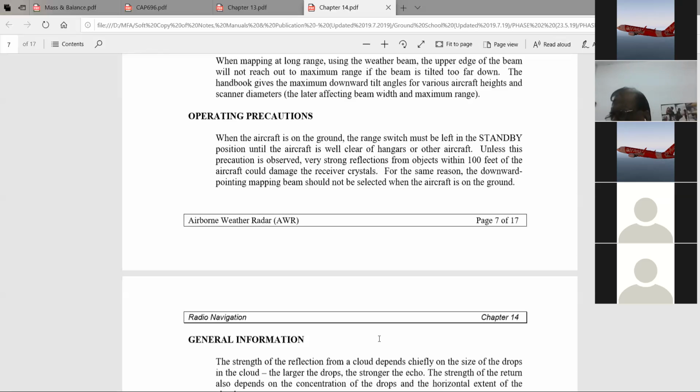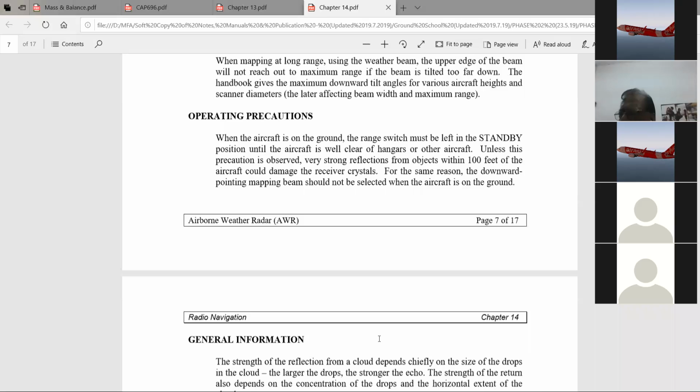So the precautions are: do not radiate any radio energy from the weather radar if you have any obstruction within 100 feet. Any construction, any building, any aircraft within 100 feet, the returns coming back will be extremely, extremely strong, which are likely to damage the crystals. Number two, if you use the mapping beam on the ground, the returns coming back will be extremely strong. They will not only damage the weather radar, they will also harm the people sitting in the aircraft.